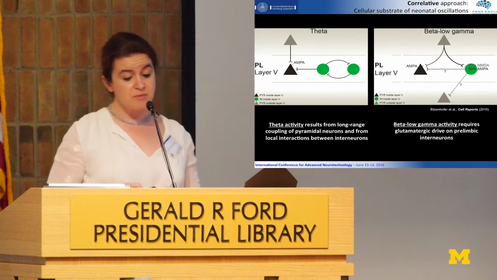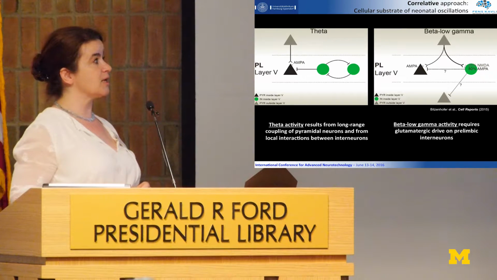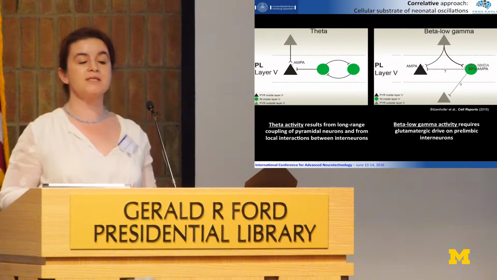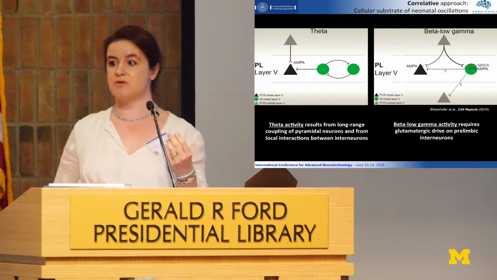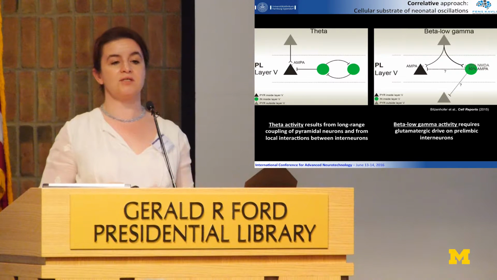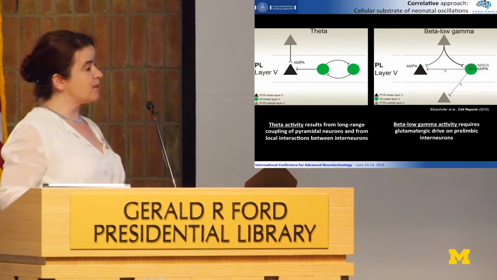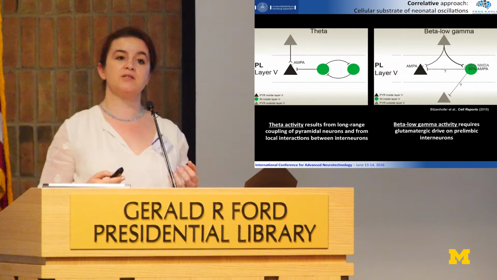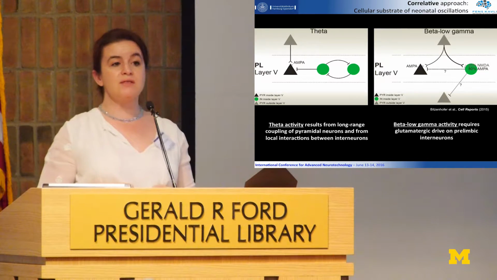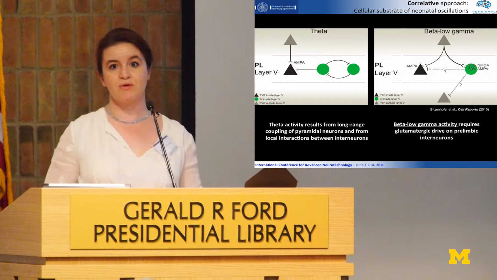A different picture is true for beta low gamma activity. In this case, it is necessary to have a glutamatergic drive on prelimbic interneurons. And as you can see, this is a nice effect of these patch clamp recordings. If you have the synaptic currents, you can say what kind of receptors are involved, whether they are AMPA-mediated or NMDA-mediated synaptic currents. So this is somehow already an advancement. We know a little bit how the network looks like, and that it's involved in the generation of different activity patterns. However, this was a correlative approach, and optogenetics is now the method of choice for each kind of project.